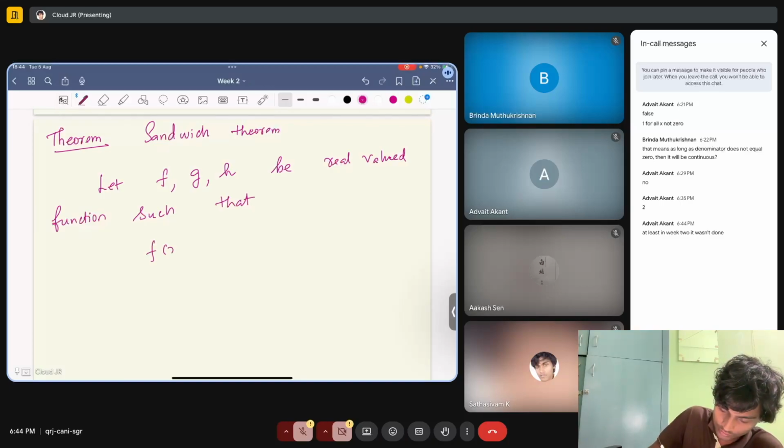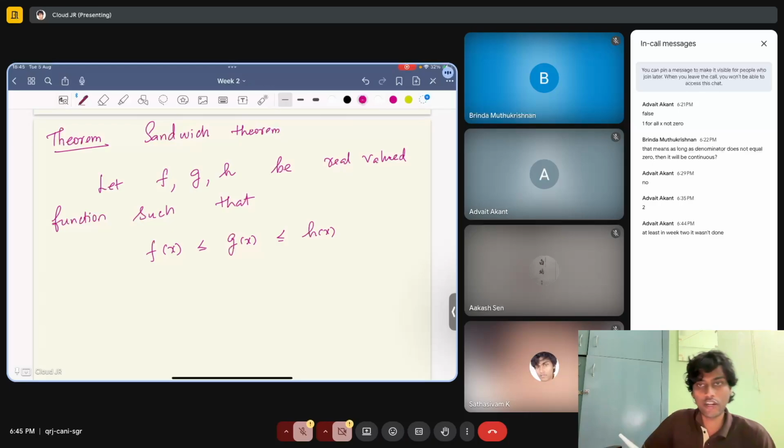Such that f of x is less than or equal to g of x is less than or equal to h of x. So I have a function like that. At least in the last 2 weeks it was not done. Okay, that's good, but it's a very useful theorem, so one can use it.